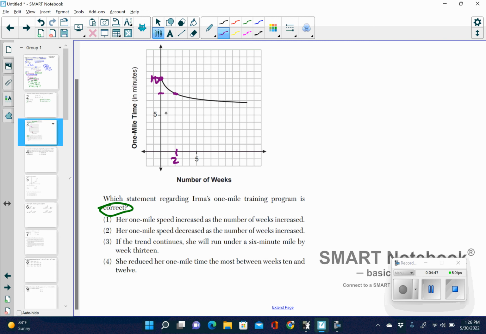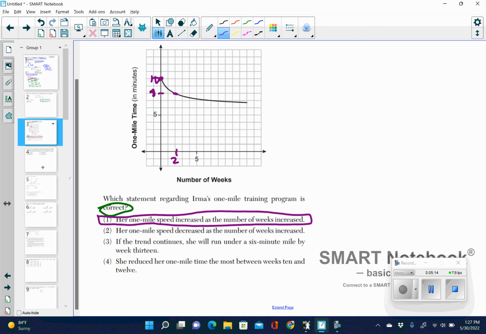She now went to 6, 7, 8. She did 1 mile in 8 minutes, right? And then you could see that she's still decreasing the amount of time it takes her to do the 1 mile. So that means that her 1 mile speed increased as the number of weeks increased. So the correct answer for this is the first one. She ran the 1 mile quicker, is basically what I'm saying.